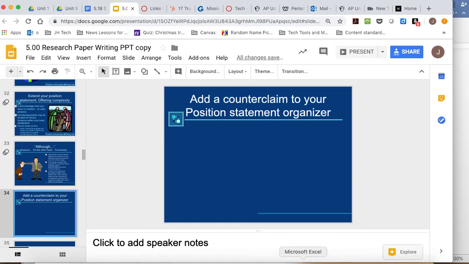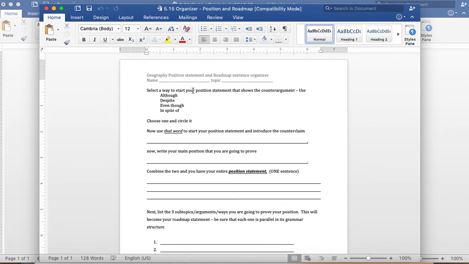So that's just a side note and something to think about if that is applicable to your position and your content. So what you're going to do is add a counterclaim to your position statement organizer that you received in class yesterday. So again, this was your graphic organizer. You should have your position statement handwritten here.